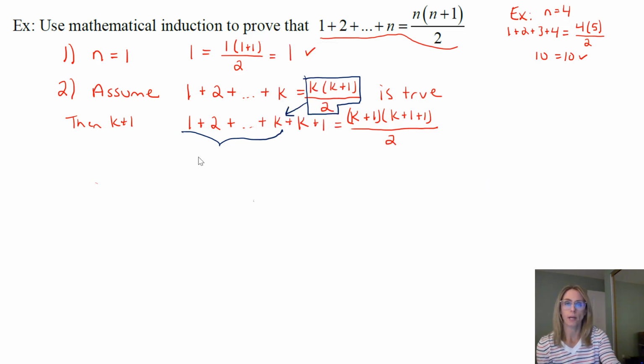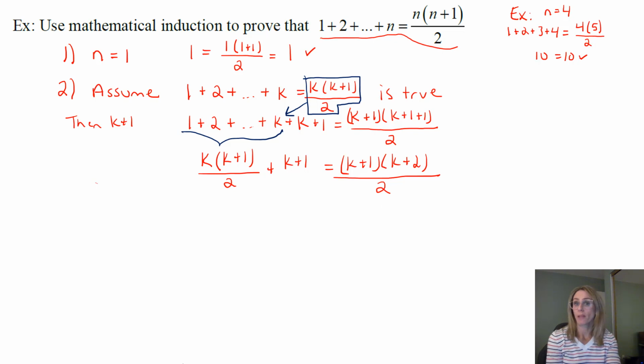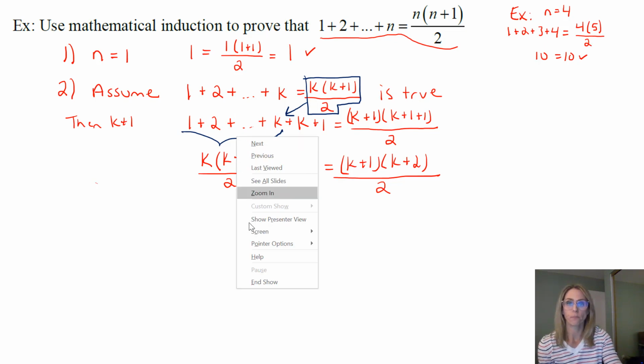So I'm going to change that to what we assumed is true, that that is k times k plus 1 over 2 plus k plus 1. And we're trying to show that that's equal to k plus 1 times k plus 2 over 2. So now we just manipulate the left-hand side. We think about what we can do to it to try and help us out here.